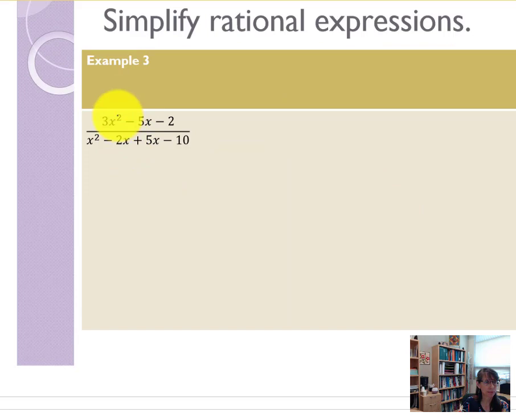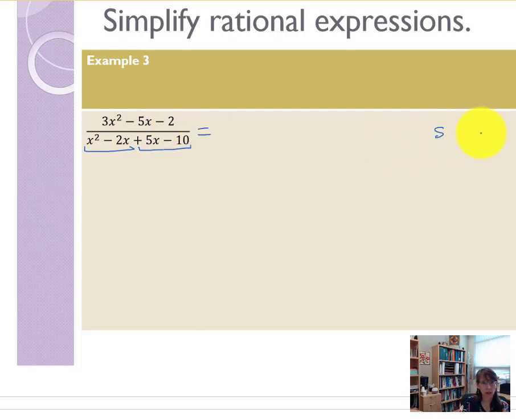For example 3, we have a trinomial in the numerator and we have 4 terms in the denominator. So 4 terms, remember, we're going to have to do some grouping in that denominator. But as far as the numerator is concerned, it's written from the highest to the lowest power. Unfortunately, we don't have perfect squares to make this quick, so we'll have to use the sum and product technique for that numerator.